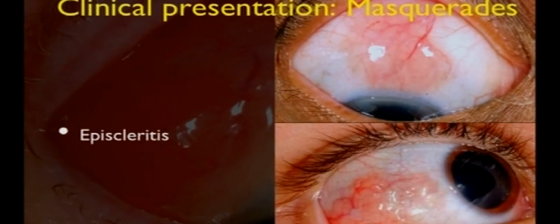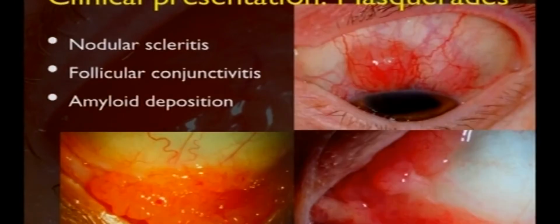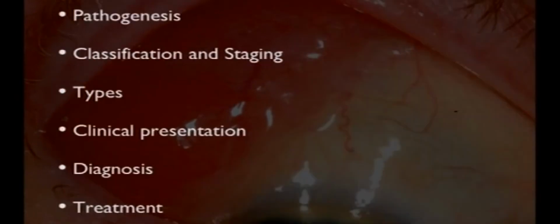sort of a presentation. At times, they might even present like other diseases, like the very innocuous follicular conjunctivitis or a nodular scleritis, or at times might even mimic amyloidosis. But you need to remember that all of these conditions, all of these masquerading presentations have the classic indolent course and no waxing and waning and no pain.